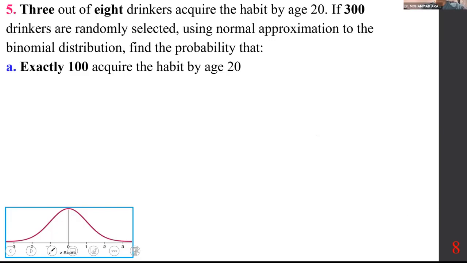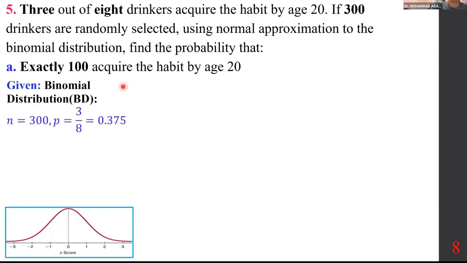Perfect. As I mentioned before, we are dealing with a word problem in statistics. So it's important to translate this as follows. What is given? Binomial distribution. If so, what do we need? N, which is 300, and then p, which is known as the probability of success, 3 out of 8, or 0.375.